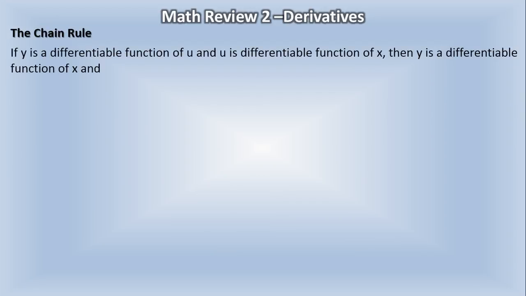All right, so sometimes you're going to have a function within a function, and you're going to use the chain rule to differentiate. So if y is a differentiable function of some variable u, and u is a differentiable function of x, then y is a differentiable function of x. That's a little bit confusing. Let's get to actual numbers and figures here and figure out what we're talking about. So the derivative of y with respect to x is going to equal the derivative of y with respect to u, because y is a function of u, and then u is a function of x. So in order to get the derivative of y with respect to x, you have to take the derivative of y with respect to u, and then take the derivative of u with respect to x.